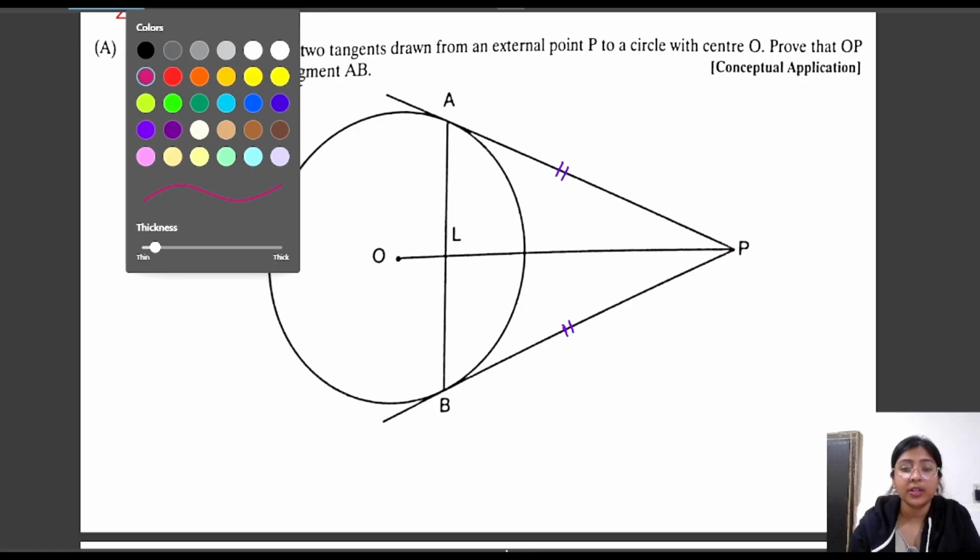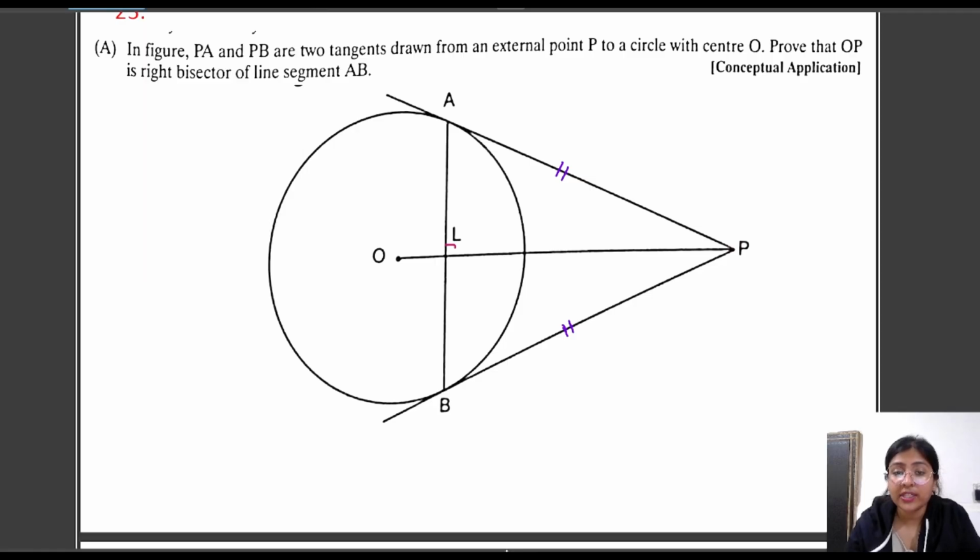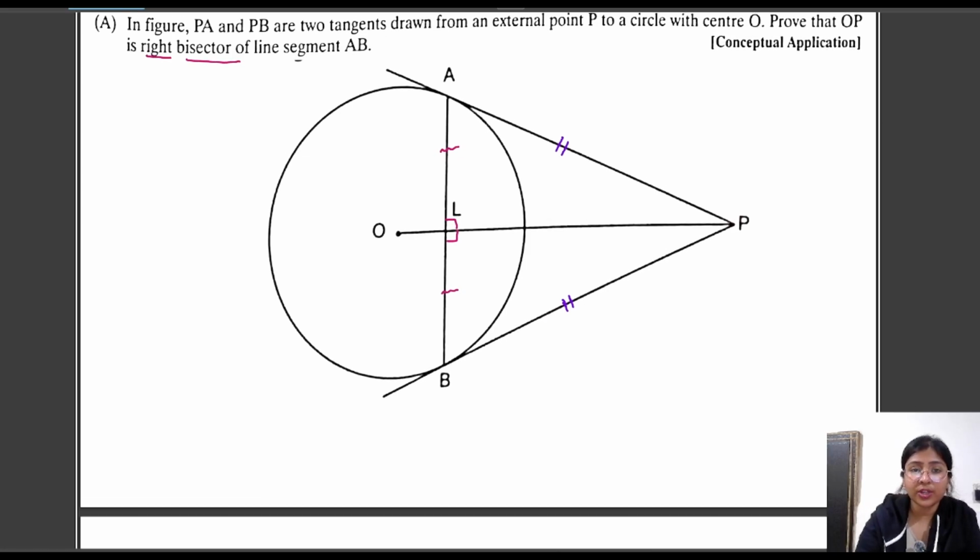Let me mark with the pink color. We need to prove that this angle is 90 degrees, this angle is 90 degrees. Also, the length AL is equal to LB, because we need to prove right as well as bisector of the line segment AB. OP is the right bisector of the line segment AB. This is what we need to prove. If you are able to prove these two triangles congruent, then this angle is equal to this angle, and this side is equal to this side. Now, see the solution.